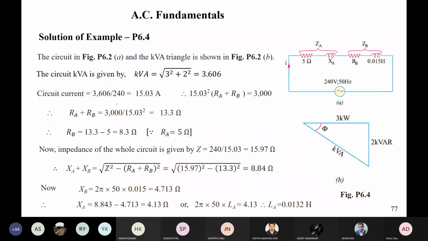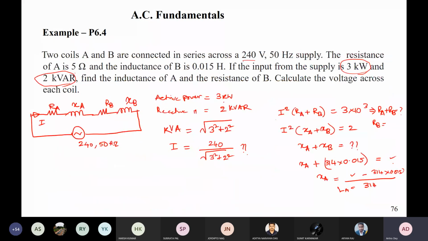So I think the same thing must be done here. So this is your volt ampere. Then from there we can find out what your current is. If we know the current, from there we can find out your RA plus RB. That is what is done. RB we have calculated. Now impedance is this. They have not used the relation I square into XA plus XB. So that is also correct, but they have done it in a different way.